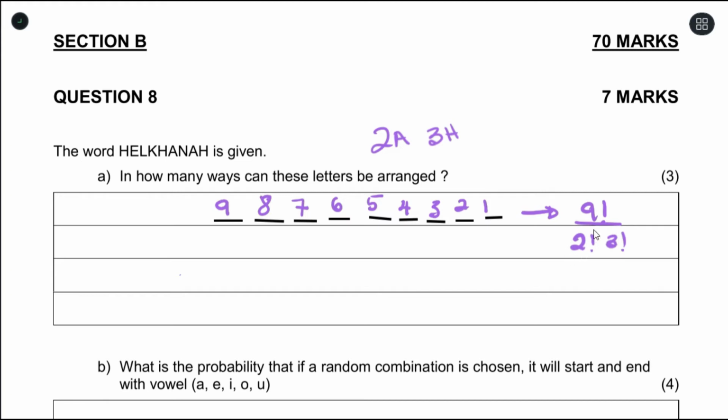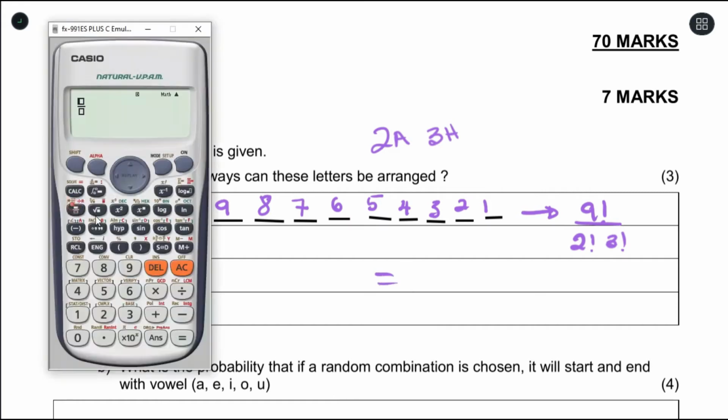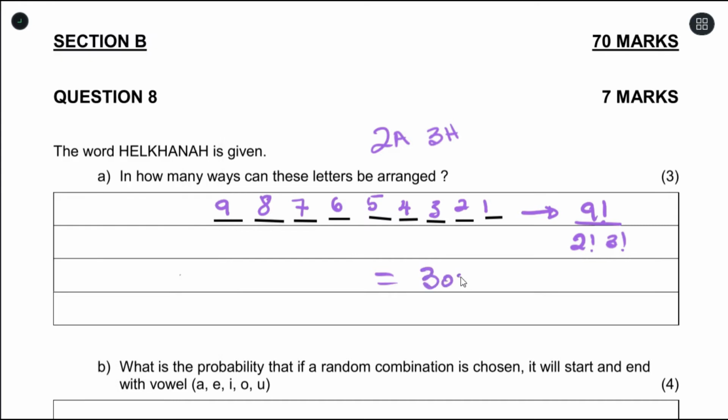So our final answer will be 9 factorial over 2 factorial times 3 factorial. If you want to get the actual value, we can put all this in our calculator and see what it gives us. 30,240. Okay.